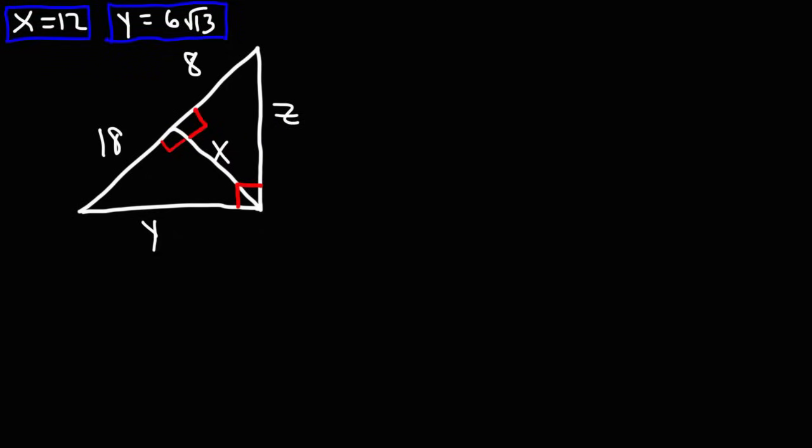Now let's calculate z. So we're going to use this right triangle. Let me use a different color. And notice that z is the hypotenuse of that right triangle. So we're going to have a squared plus b squared equals c squared.